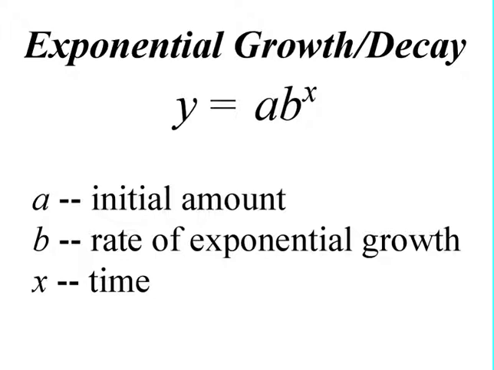So this is a formula that you need to get down for me. Y equals A times B to the X. Now a little bit about what are A and B and what is X. A is your initial amount, so that's how much you start with. B is your rate of exponential growth, and X is time. So A times B to the X, that is an exponential growth or decay formula. And so we're going to use that in the next problem.